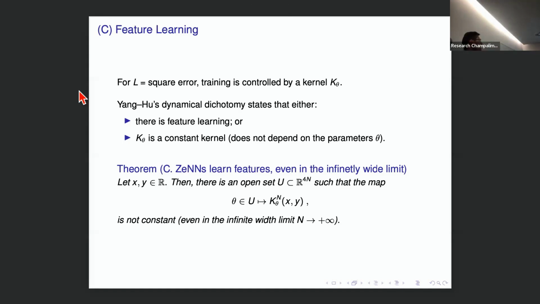So let x and y be points in R^d. Then there is an open set in the space of parameters, that is R^n, the space of parameters, such that the map that from a set of parameters associates this kernel evaluated at 2 points is not constant. And this is true even in the infinite width limit, even if you take the limit n goes to infinity. Okay, so those are the theorems that we have that show that these ZeNNs do avoid these pathologies of multi-layer perceptrons.